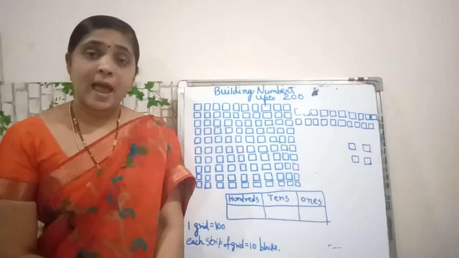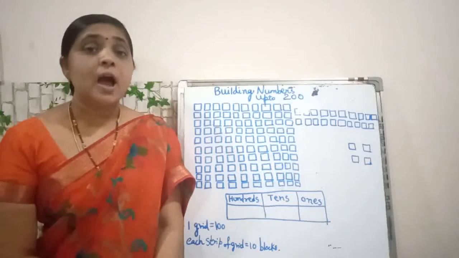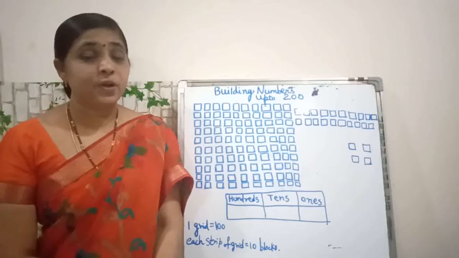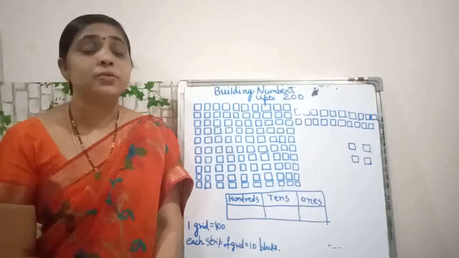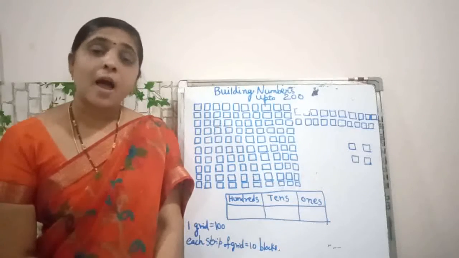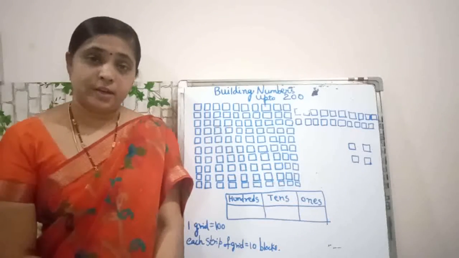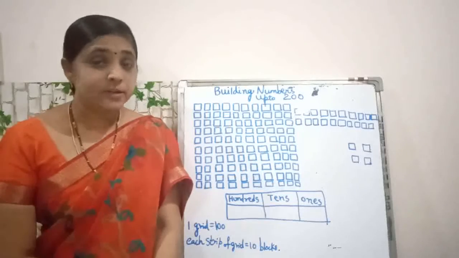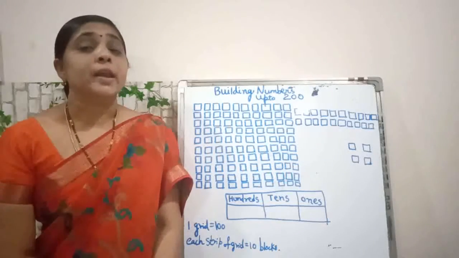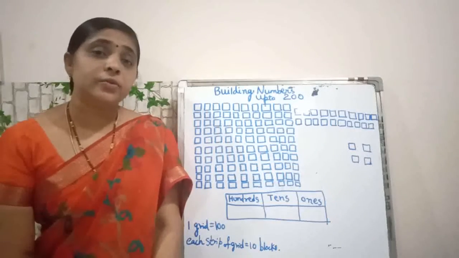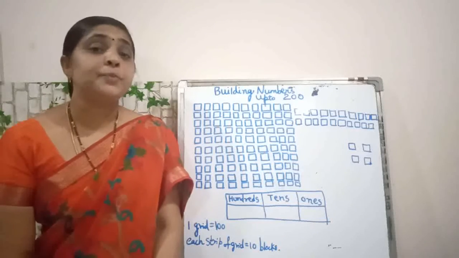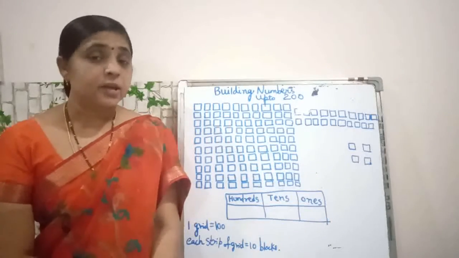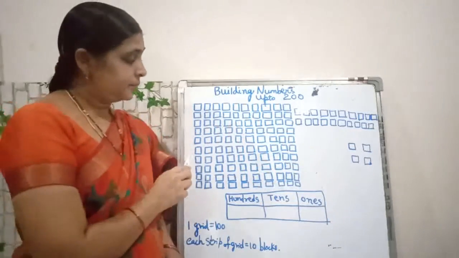Children, in the previous class, you have learned how to write numbers from 1 to 100. And you have also learned how to write before numbers, after numbers and between numbers. Yes or no, children? Did you all remember? Okay, now today we are going to learn about building numbers up to 200. Look at the board, children.